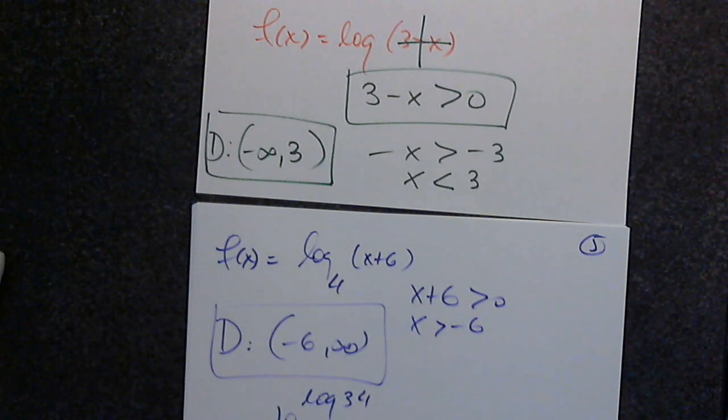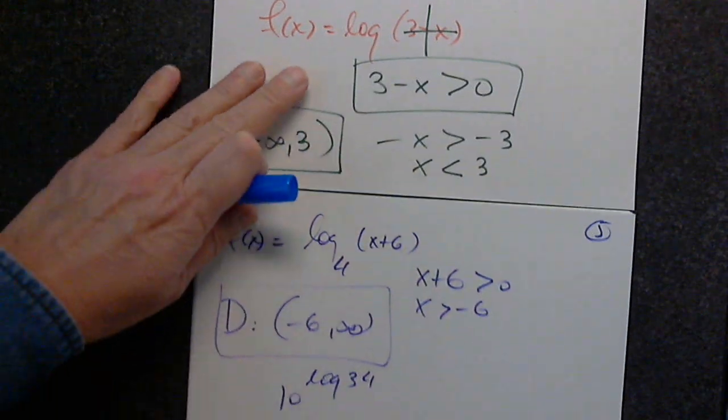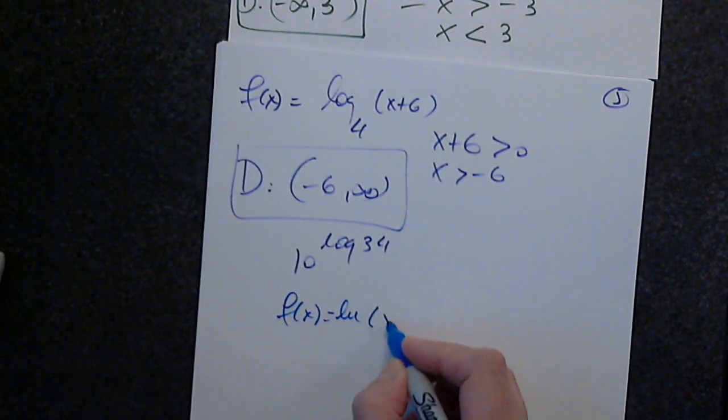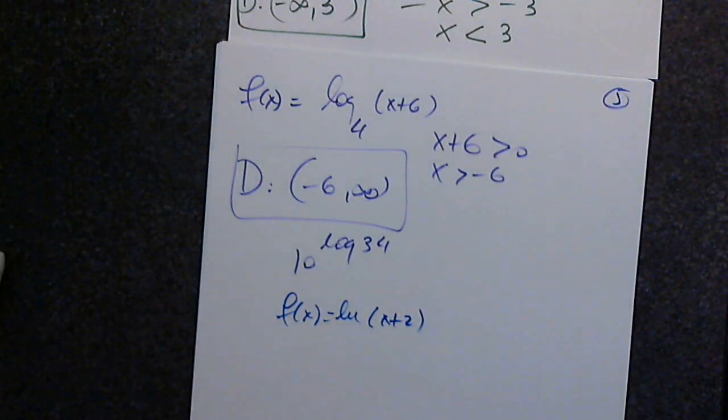Okay, match the function with its graph. So let's think about this graph for a moment before we select. Natural log of x plus 2. So f of x equals natural log of x plus 2. Can anyone tell us what I have to write in order to find the domain of this function?